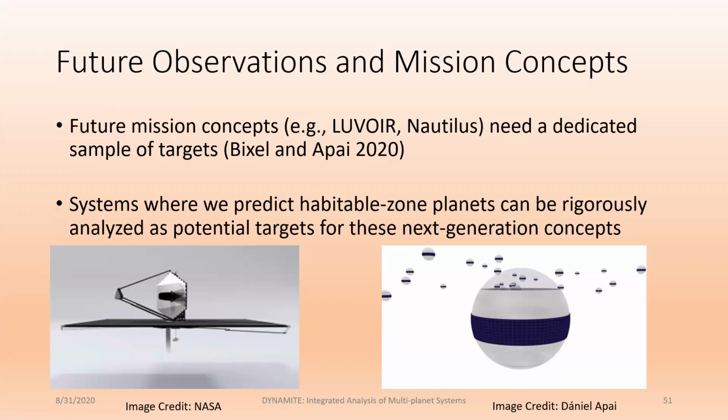Large-scale mission concepts proposed for the coming decades, like LUVOIR and the Nautilus Deep Space Observatory, would attempt to characterize the nature of 100 to 1,000 Earth-like planets. However, due to the large scope of these ambitious observations, they would need a dedicated list of targets that are known to be similar to Earth. Therefore, systems where we can predict rocky planets in the habitable zone will be rigorously analyzed to provide potential targets for these next-generation concepts.